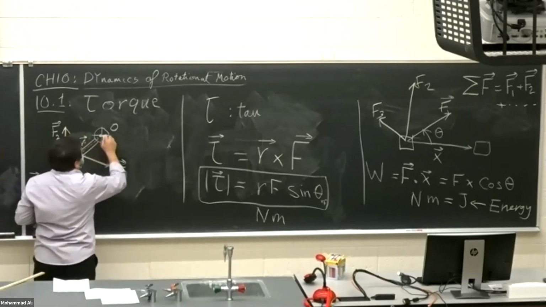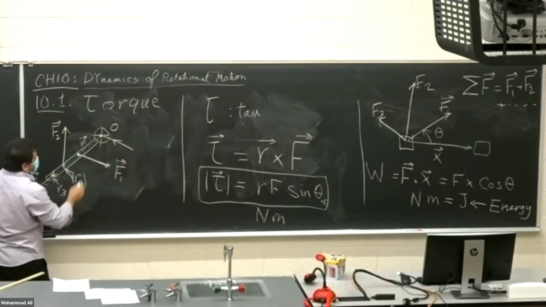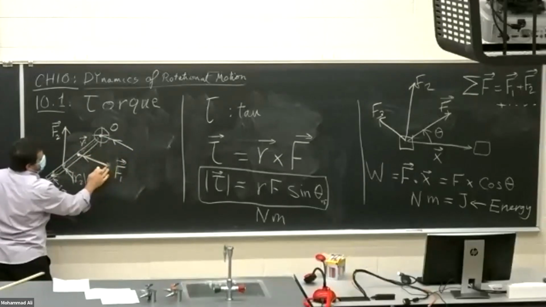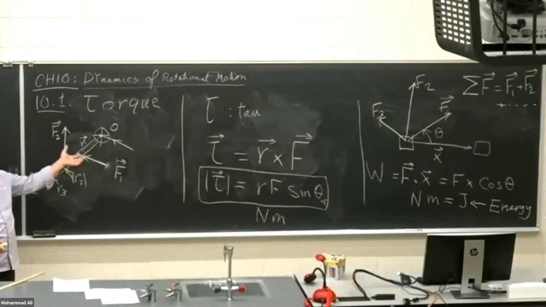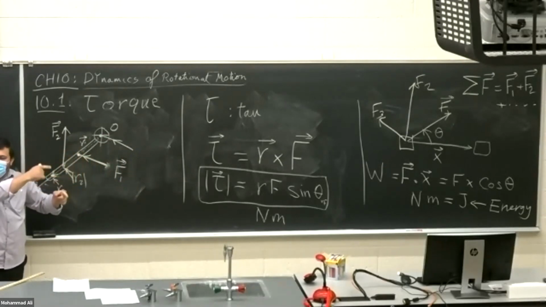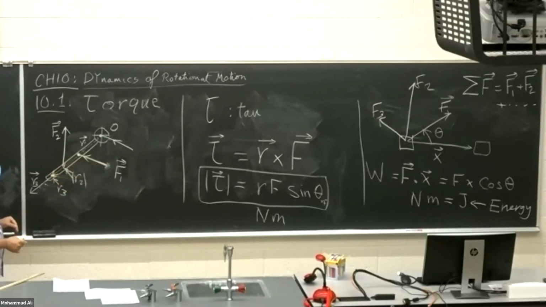You can put any force. You can put a force like this, or you can change the direction of this force. When you change the direction, you will just manipulate the angle theta. Just like that. You need to find the angle between R and the force.